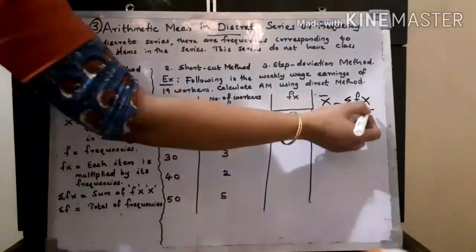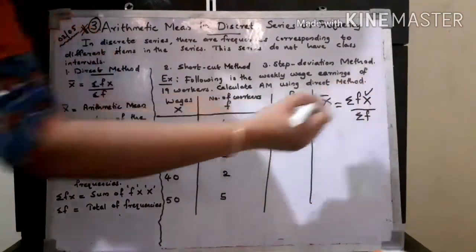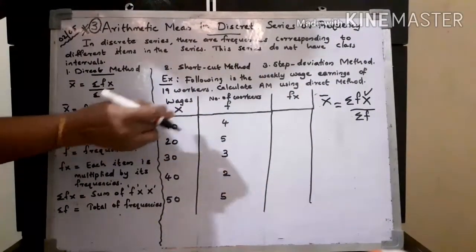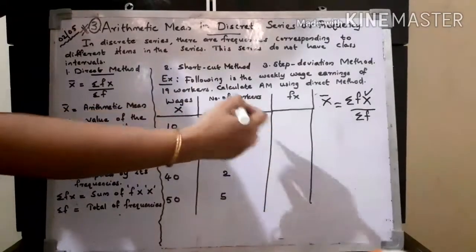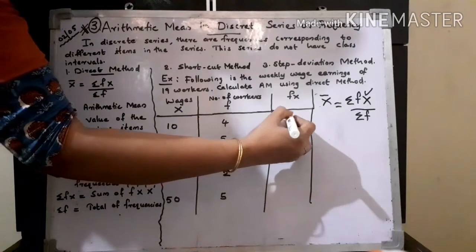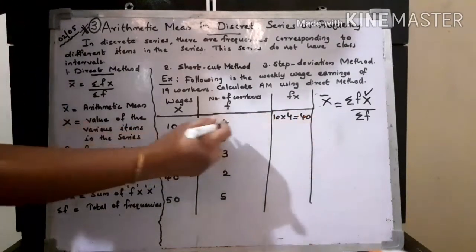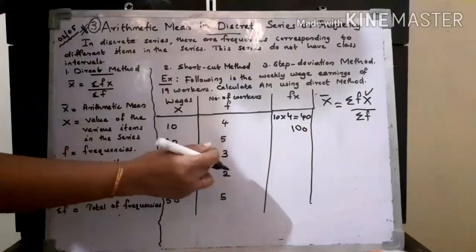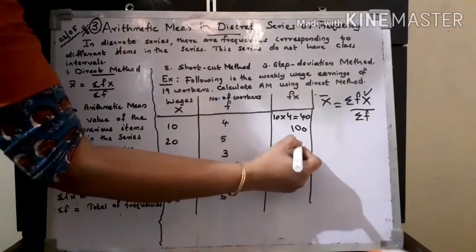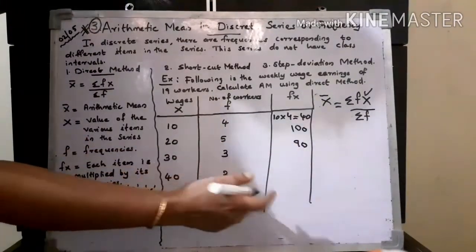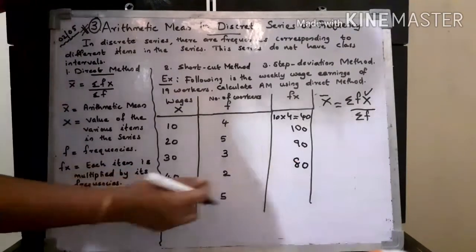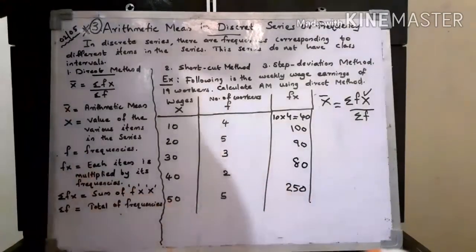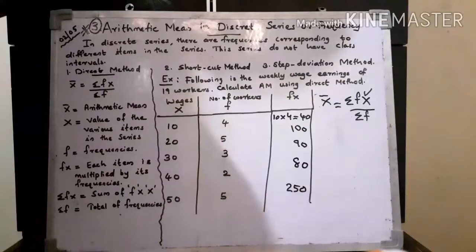Then the next step is fx. Find out fx, where fx is equal to f into x. This is f, this is x. So each variable you multiply. 10 into 4 is equal to 40. Then the next variable, 20 into 5, 100. Then 30 into 3, 90. Then 40 into 2, 80. Then 50 into 5, 250. So you calculate fx.